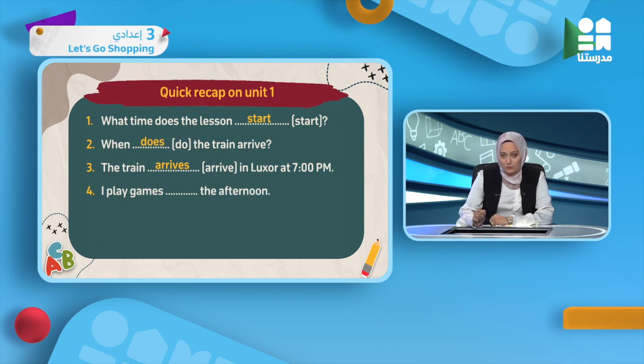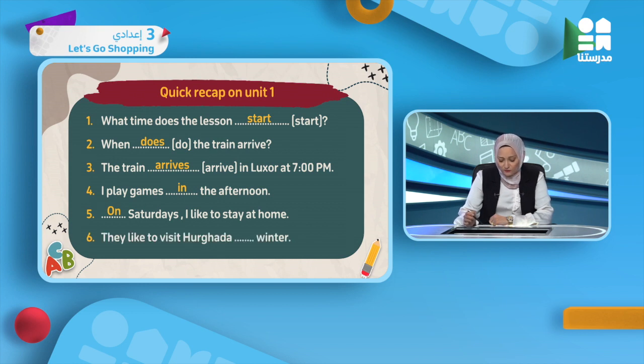This example is related to the prepositions of time. If you remember, we said if we have afternoon or morning, we say in the morning or in the afternoon. Again, prepositions of time. Saturdays, days of the week, we say on. Yes, on Saturdays, I like to stay at home. مع أيام الأسبوع بستخدم on. مع afternoon, morning بستخدم in. They like to visit Hurghada in winter. Winter is a season, so I say in winter.